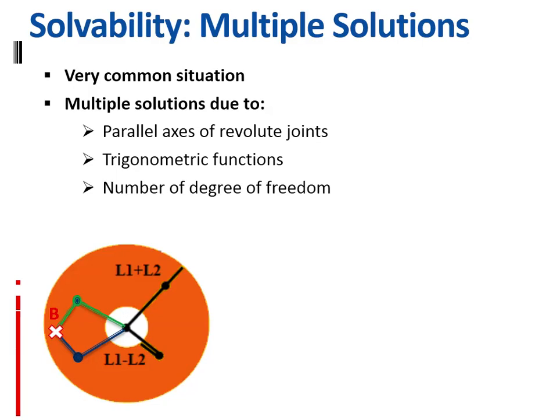Now the last one is the number of degrees of freedom. Multiple solutions also occur because of the number of degrees of freedom. Sometimes the degree of freedom is larger. For more than 6 degrees of freedom, the manipulator may even have infinitely many solutions. So the degree of freedom plays a crucial role in determining the number of solutions.